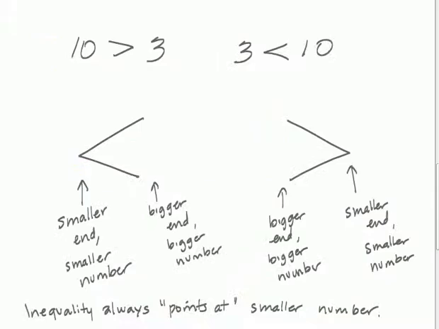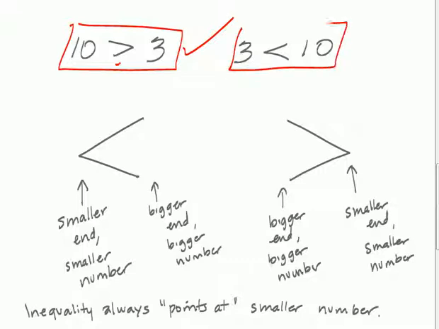Okay, let's see what we've got here. So I think you will agree, how would we read this? 10 is greater than 3. Is that true? Oh yeah, 10 is bigger than 3. Likewise, equivalent to saying that would be 3 is less than 10. That's also true. So we can make that comparison in one of two ways.